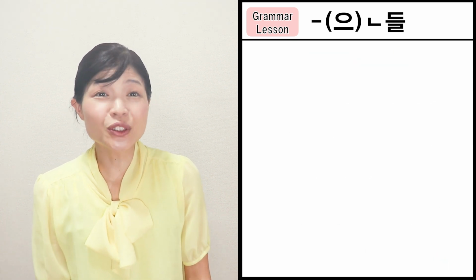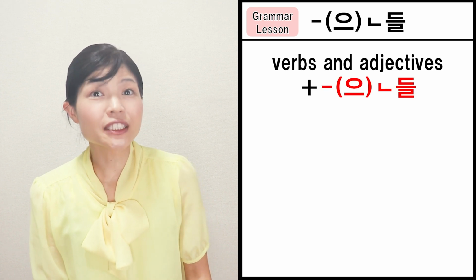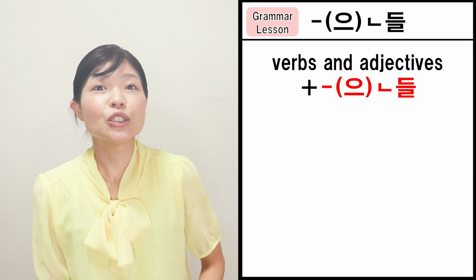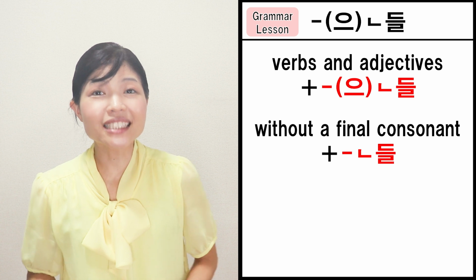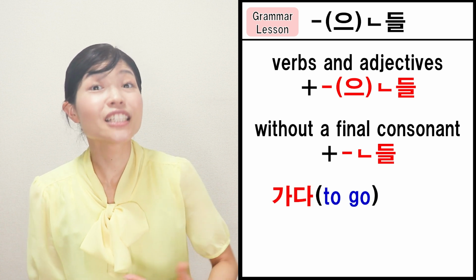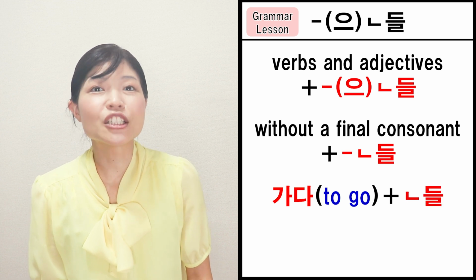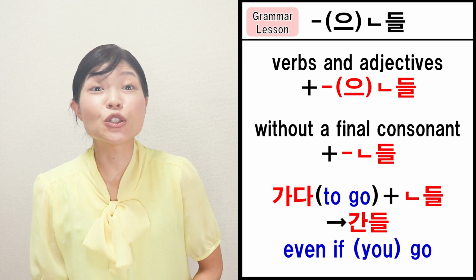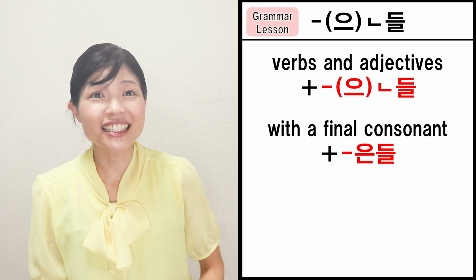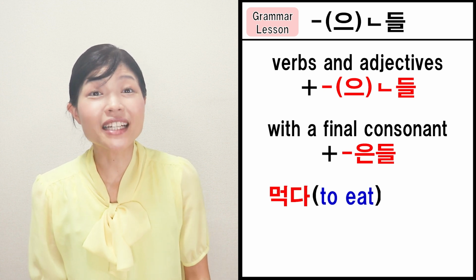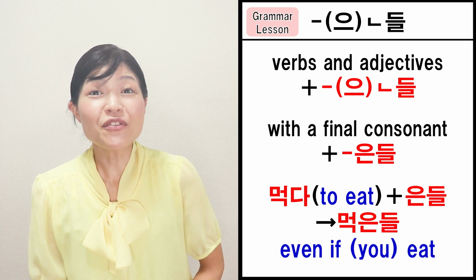Now, let's look at the use in the cases of verbs, adjectives, and nouns. First, for verbs and adjectives, you attach ㄴ들 or 은들. If a word does not have a final consonant, you attach ㄴ들. Since 가다, to go, does not have a final consonant, you attach ㄴ들 to make 간들, even if you go. If a word has a final consonant, you attach 은들. Since 먹다, to eat, has a final consonant, you attach 은들 to make 먹은들, even if you eat.